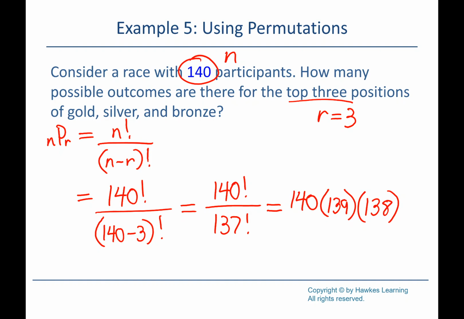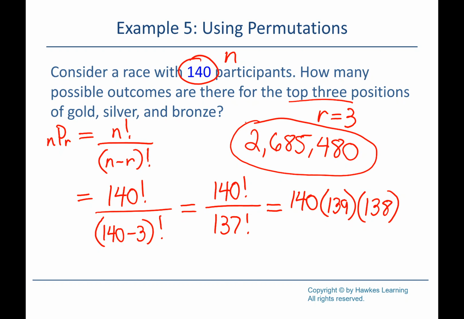And that number is also pretty big. So, let's see what we get there. I think I'm going to get scientific notation. No, okay, that number's not the bad one. Okay, so that one comes out to 2,685,480. A little bit mind-blowing if you stop and think about it. But we had 140 people.